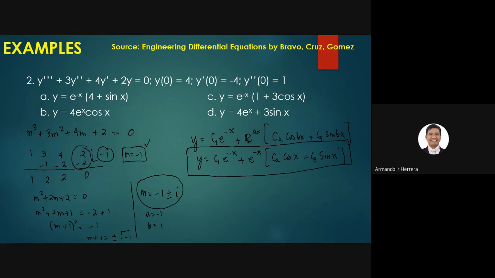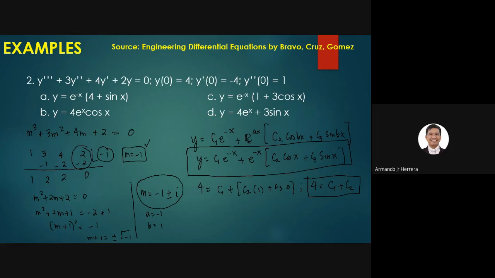So meron tayong initial condition that when x is 0, y is equal to 4. Substitute natin. 4 is equal to c1 e to the negative 0. So that's c1 plus e to the 0 is 1, c2 cosine of 0 is 1 plus c3 sine of 0, 0. So you have 4 equals c1 plus c2. So that's my first equation.